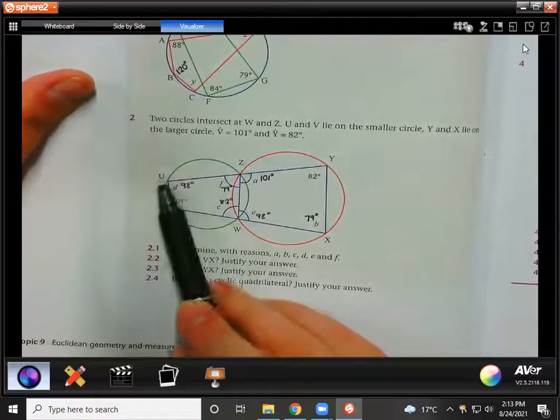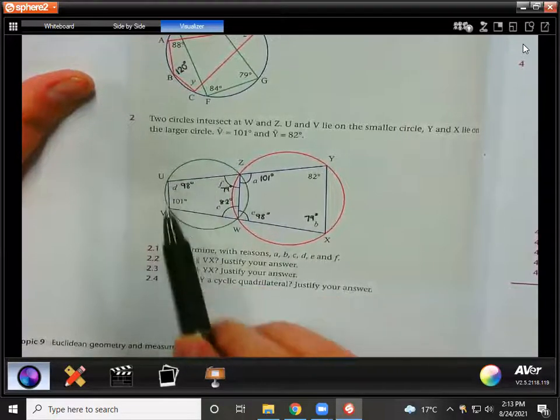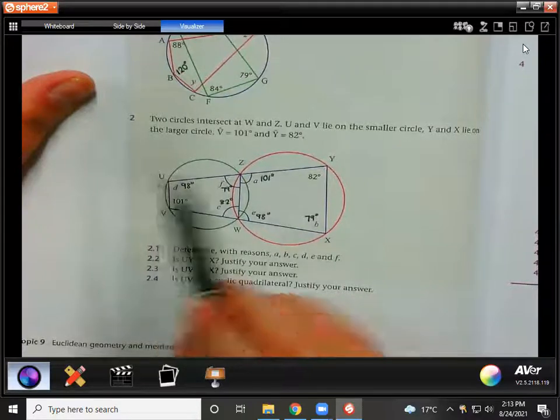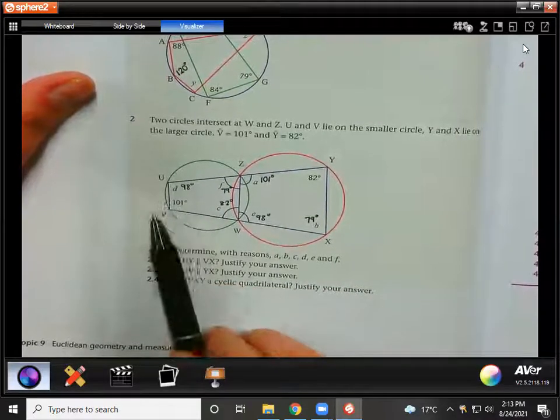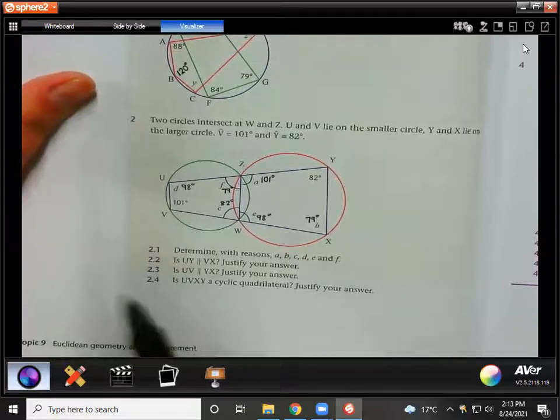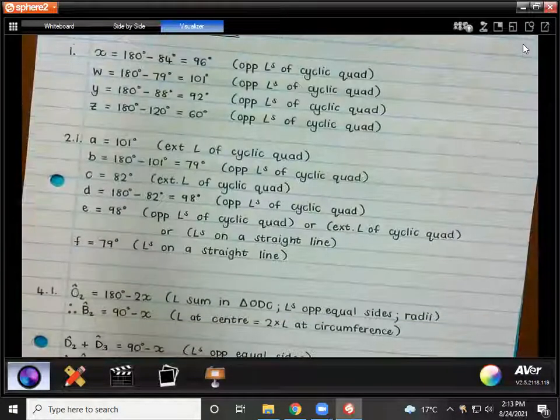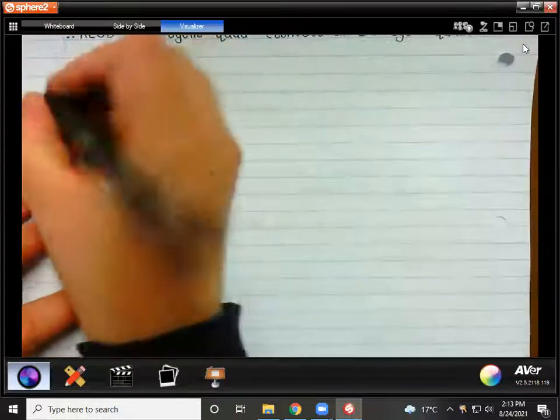We know that co-interior angles, we're looking at the C shape, if they lie between parallel lines, will add up to 180. So because they don't add up to 180, they are not parallel. Okay, so let me just show you how you would write that out. So 2.2.